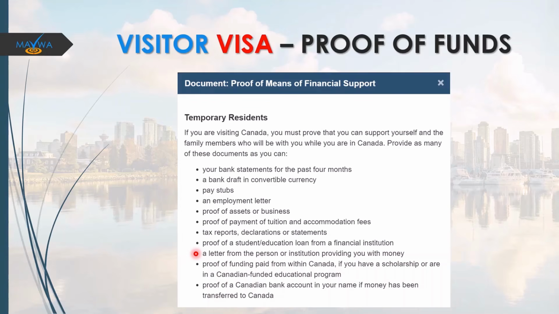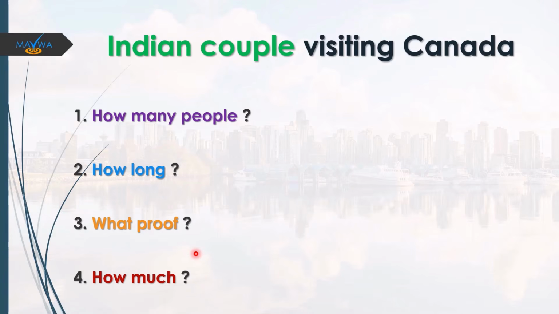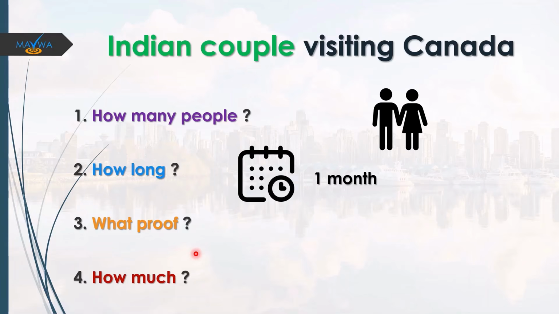Now we're going to answer the question how much money you need by going through the case study of an Indian couple visiting Canada. So how many people? We said there are 2 people. How long are they going to be visiting for Diwali and celebrating with relatives? So 2 weeks, maybe 3 weeks in Canada. Because it's less than 1 month and we need to round up, we're going to say 1 month for the duration. Okay. The proof that they're going to provide is a bank statement for the past 4 months, a bank draft in convertible currency, pay stubs, as well as the employment letter.